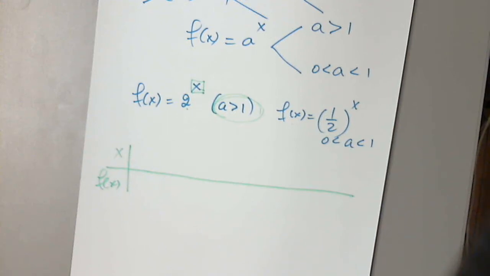So let me give you a few hints. 2 to negative 1, 1/2. 2 to negative 2, 1/4. 2 to 0, 1. 2 to 1, 2. 2 to 2, 4. So what do you think the domain of this function is? One more time.